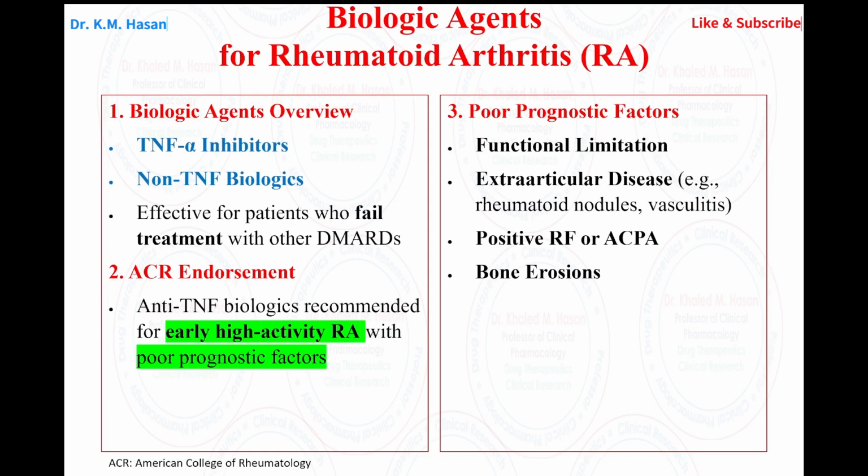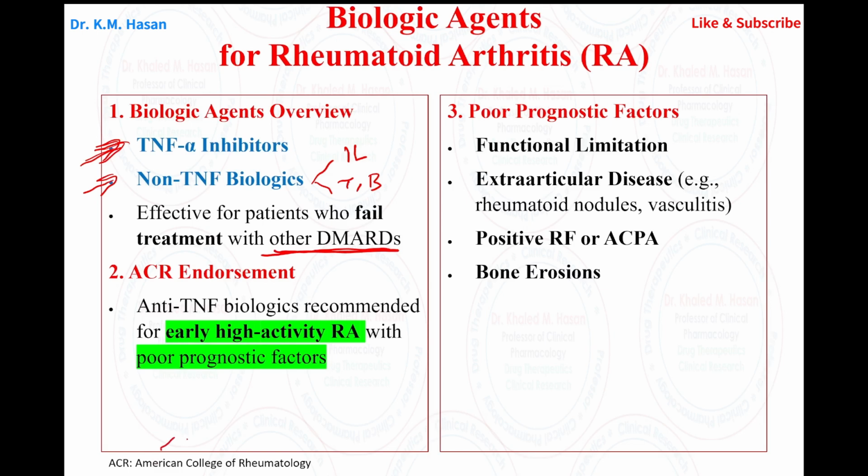Okay, regarding biological agents, as we discussed, we have TNF-alpha. Biological agents for rheumatoid arthritis include TNF-alpha and then non-TNF-alpha. For non-TNF-alpha we have two groups of medication: a group that targets interleukins, and another group that targets T cells and B cells. We use these medications when the patient fails to respond to other treatment. For example, you prescribe methotrexate, you prescribe leflunomide, and the patient fails to respond. This is the alternative for the patient.